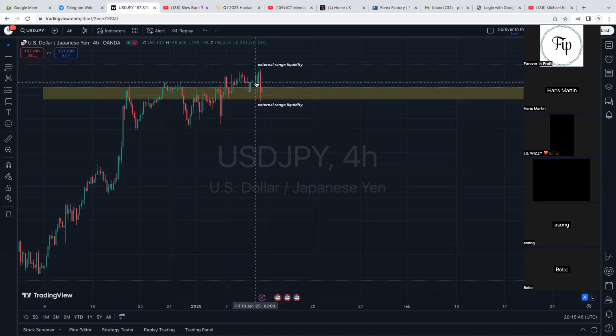But if it closes like this, there's a huge possibility for us to see a bullish movement in this market coming next week. So what do we need to do? You are not obliged to be in this market right now.